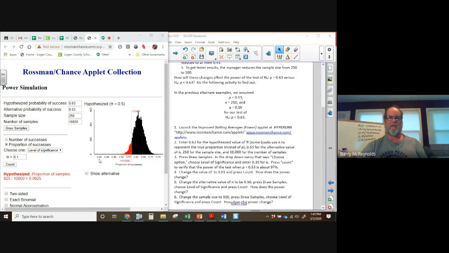So out of 10,000 samples, we had a p hat less than 0.588. I think that's 0.588. And so that p hat of 0.588 is where we would say, oops, if we get a p hat in this range, we're going to reject the null hypothesis when in fact it's true and conclude in favor of the alternate, and when that's not true.